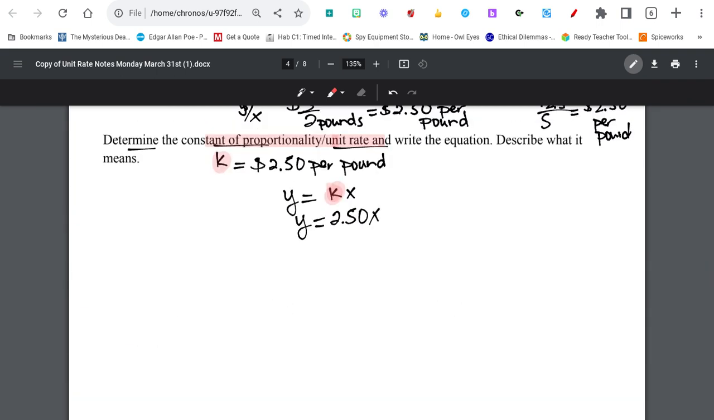All right. I'm going to put up another video. That video will be discussing how you can tell if a graph is proportional. So that's it for this one.